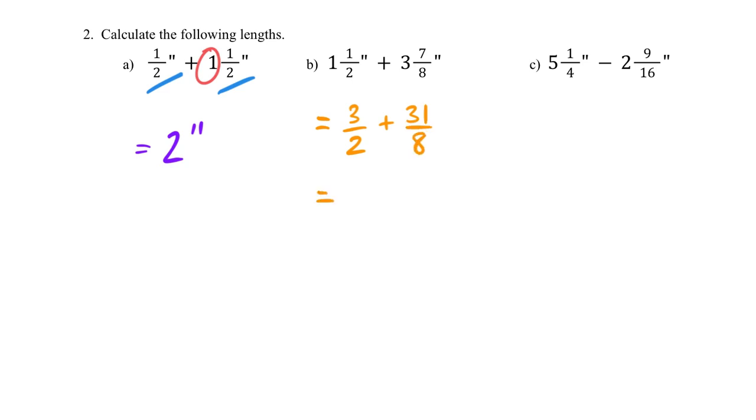Now I'm going to get a common denominator so I can change them both into 8ths. That means I multiply my 2 by 4, so I got to multiply my 3 by 4. That's going to give me 12/8 plus my 31/8. That gets me to 43/8. Now, 43/8 would be a horrible way to try to find that on a measuring tape.